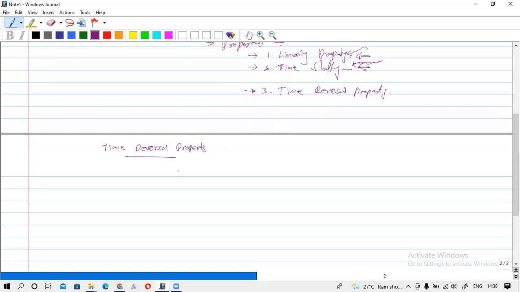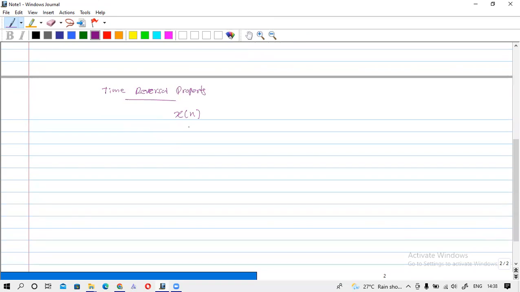Okay, so it is said that if we have a sequence x[n], and we get the Z transform of this x[n], it will be capital X(z). Let's say the ROC is R. In the Z plane you will have some region, and that region is R.